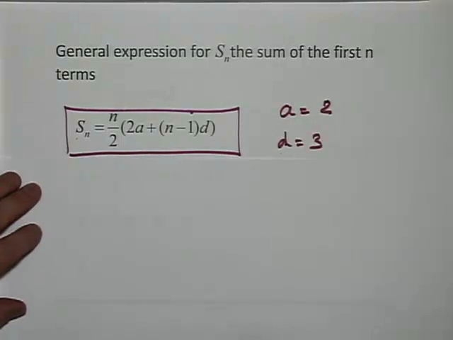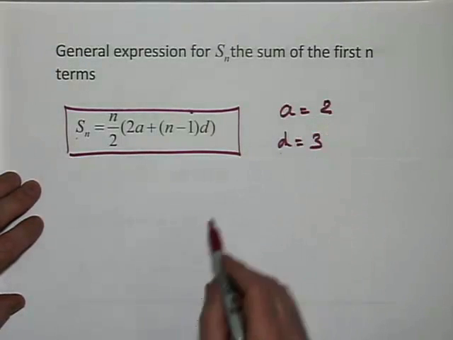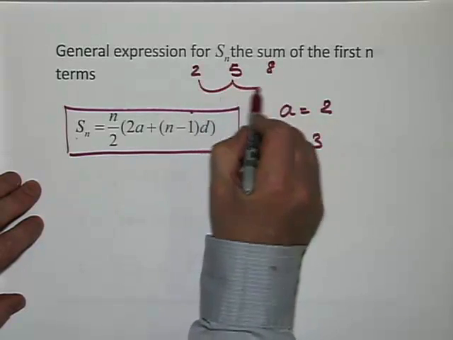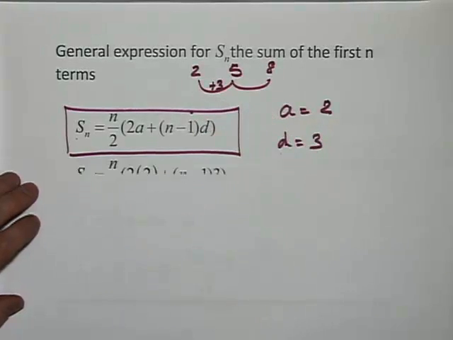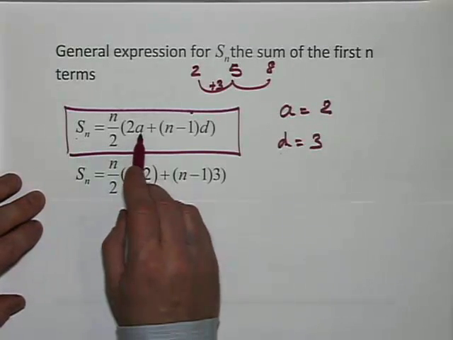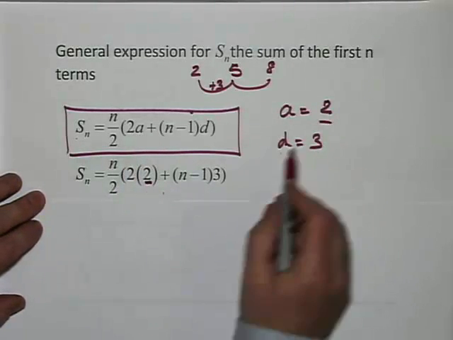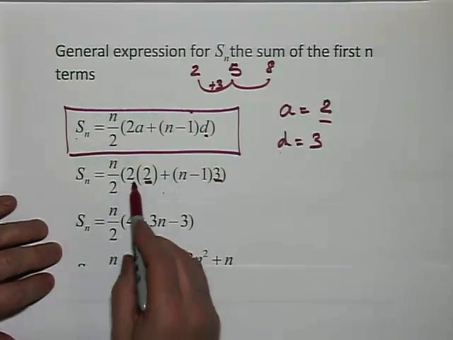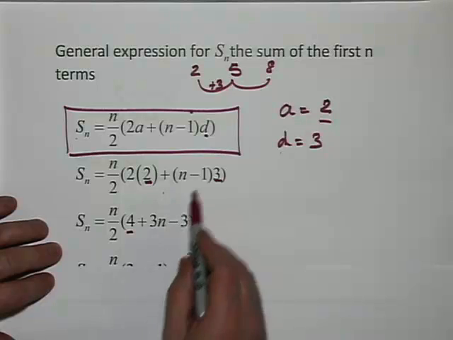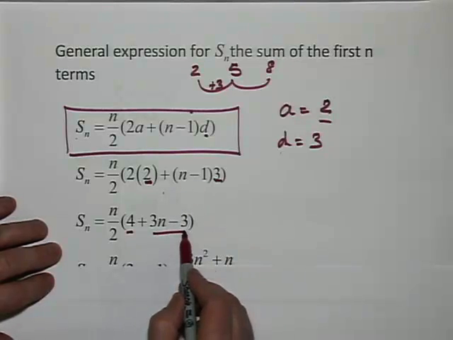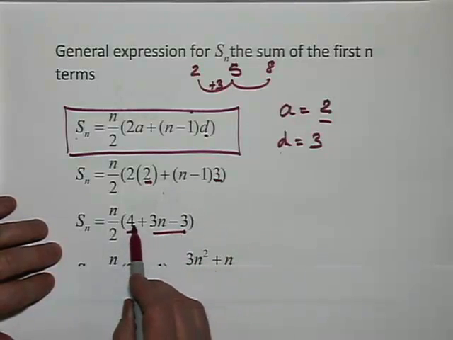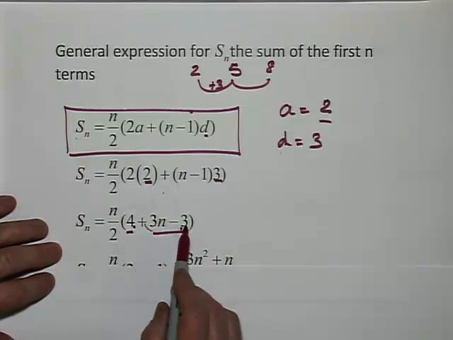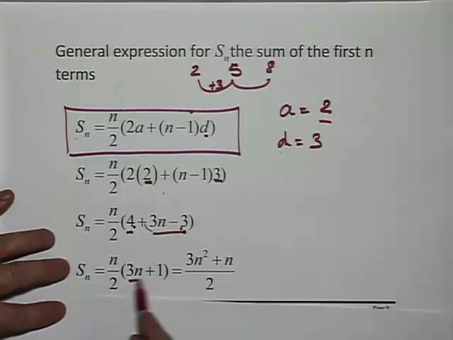So returning to this question now, A is 2 and D is 3, because we knew it was 2, 5 and 8, and we knew this was a plus 3. So we just plug the numbers in. Wherever we see A, we plug in the number 2, and wherever we see D, we put in 3. Sn then, 2 times 2 is 4. 3 into n minus 1 is 3n minus 3. We group them together. That's a real number, that's n's. So that's going to be 4 minus 3, which is 1, so 3n plus 1.